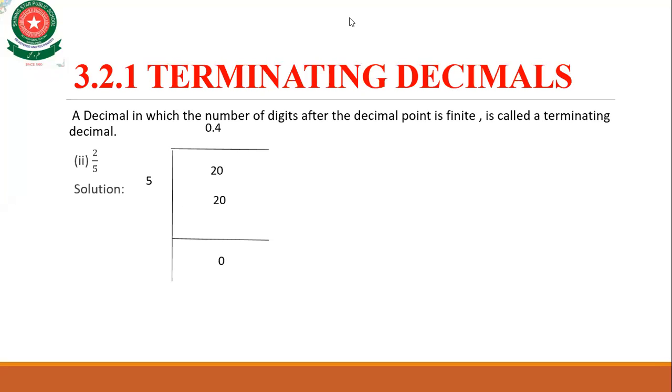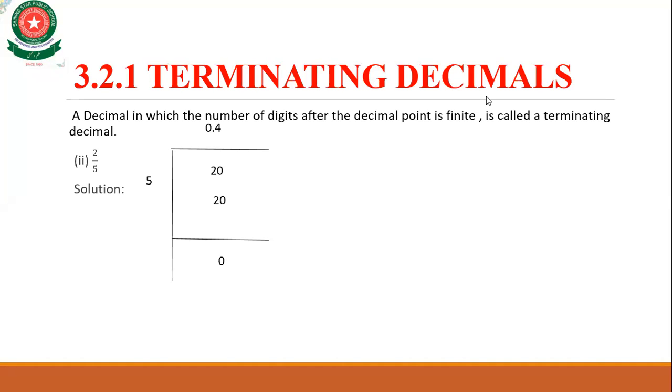So I repeat, a decimal in which the number of digits after a decimal point is finite, which are finite, is called a terminating decimal.